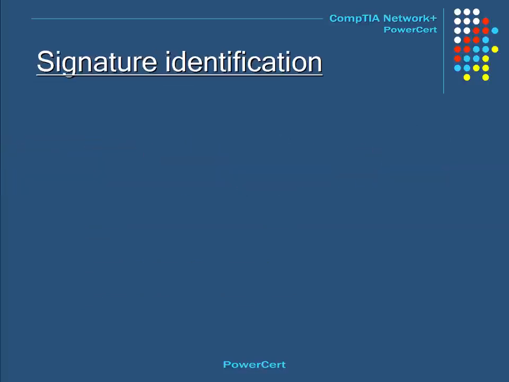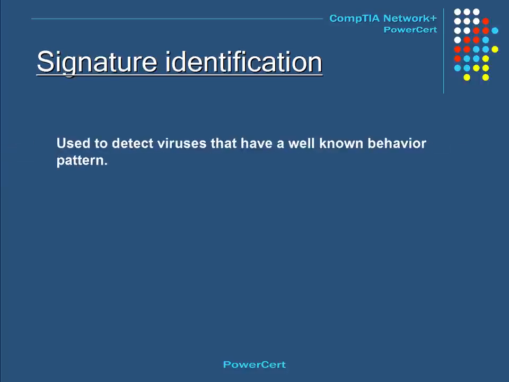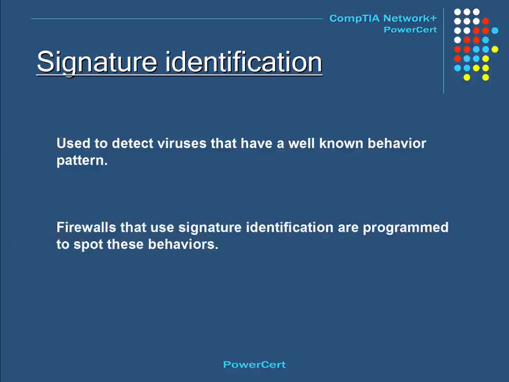And another type of filter is called signature identification, and this is used to detect viruses that have a well-known behavior pattern. Certain viruses and malware have a common behavior, and firewalls that use signature identification are programmed to spot this behavior. And once it's spotted, it takes action to block the intruder.